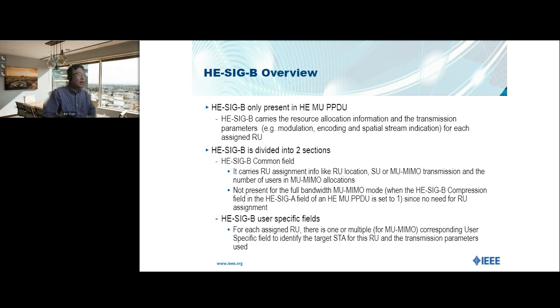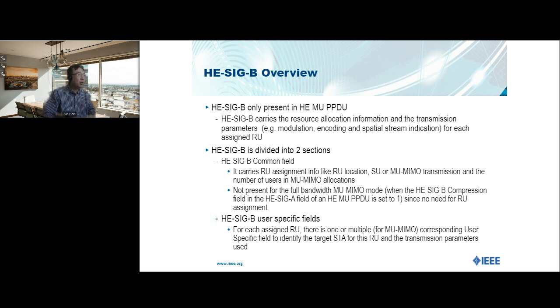We know that the HE-SIG-B is only present in the HE-MU PPDU. We mentioned all the others, ER SU, trigger-based PPDU, and SU PPDU, don't have that because there's no need to assign to multiple users. HE-SIG-B covers everything, okay? HE-SIG-B carries resource allocation information.